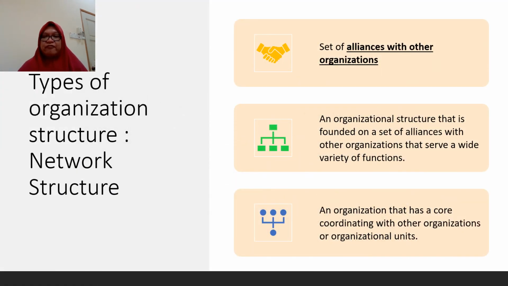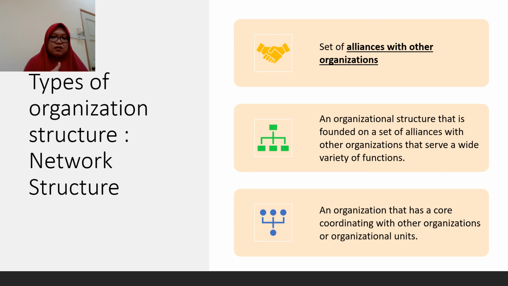Next we have the network structure. The keyword for network structure is a set of alliances with other organizations. It is an organizational structure founded on a set of alliances with other organizations that serve a wide variety of functions. When you want to apply this network structure, the organization must have alliances with other organizations outside its own. In order to finish its product or services, it has to have alliance connections with other organizations.